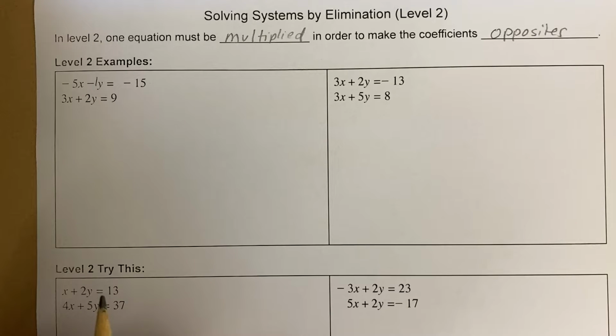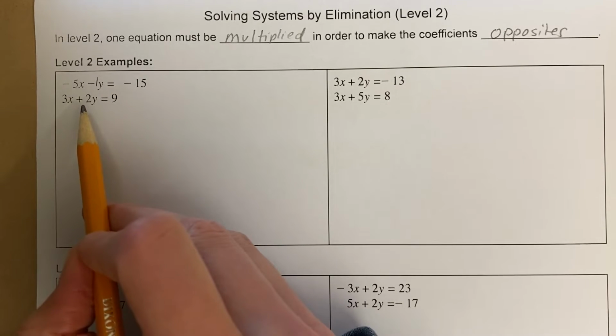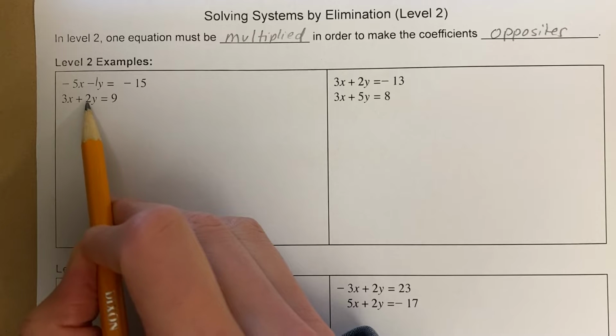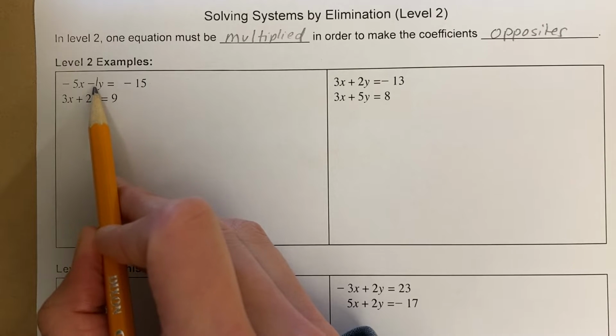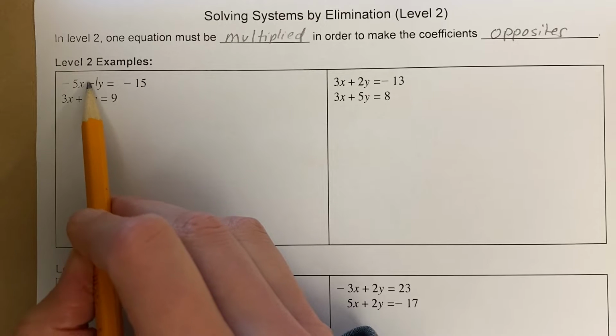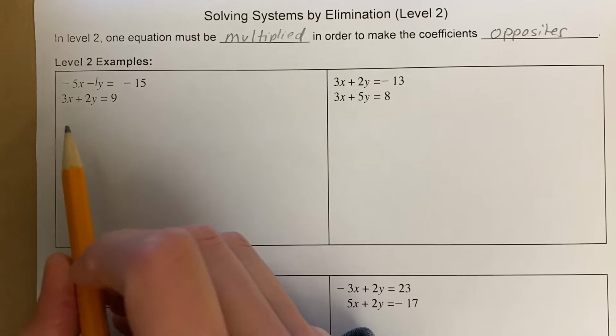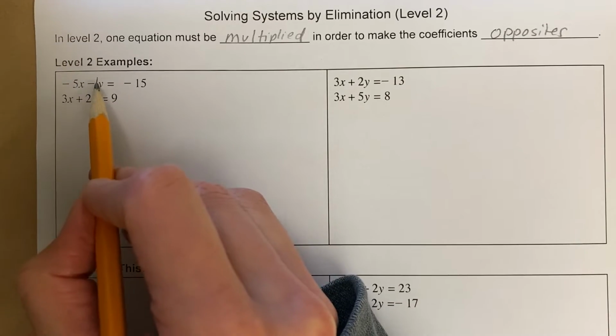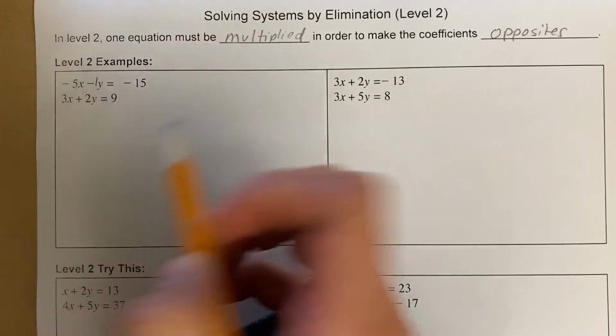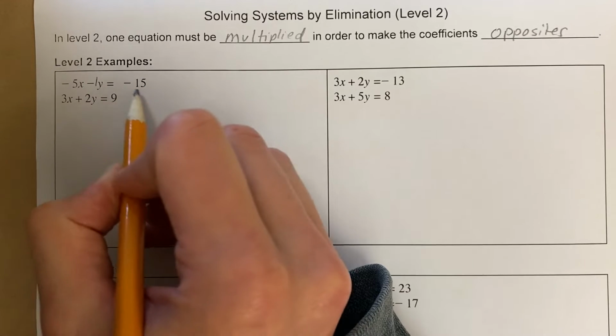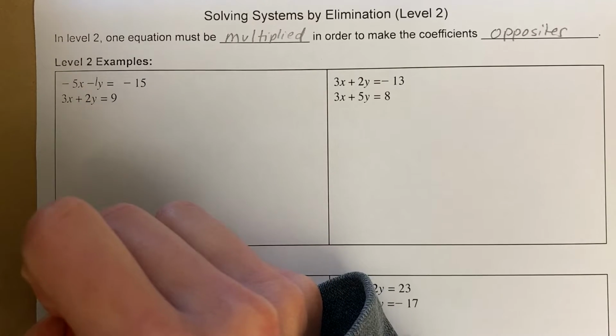What I notice about the y's is I think to myself, this is a 2, and if only this was a negative 2, they would be opposites. And I think to myself, I can make negative 1 into negative 2 just by multiplying by 2. So that's what I'm going to do. But I can't just multiply one piece of an equation by 2. That's not allowed. This idea goes with I do the same thing to both sides.